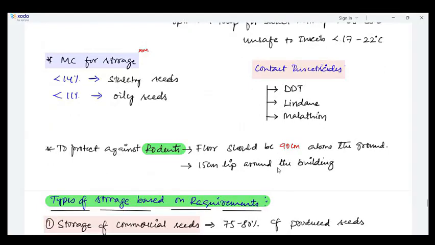Insecticides: contact insecticides like DDT, Lindane, malathion. Also, just try to remember the recently banned insecticides and also the fungicides. Just make a list out of it and try to remember them.